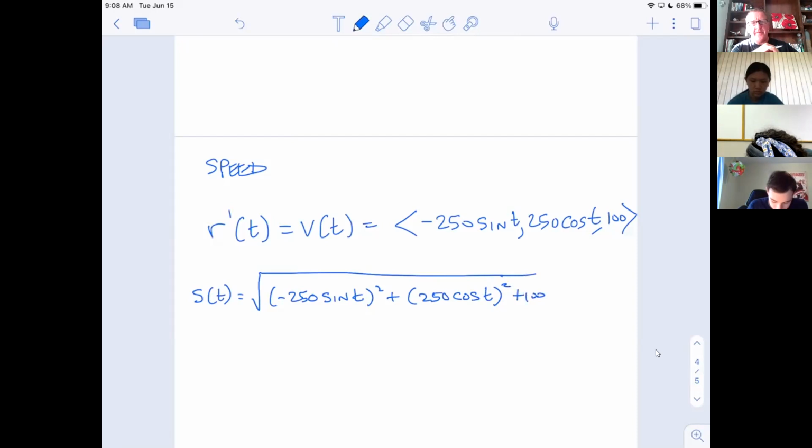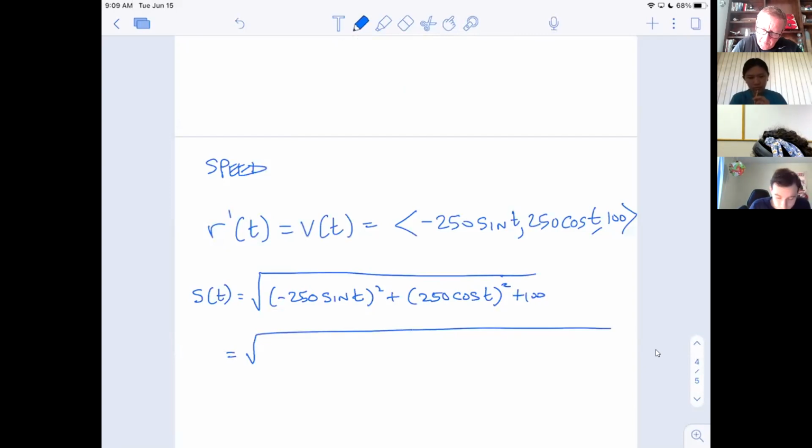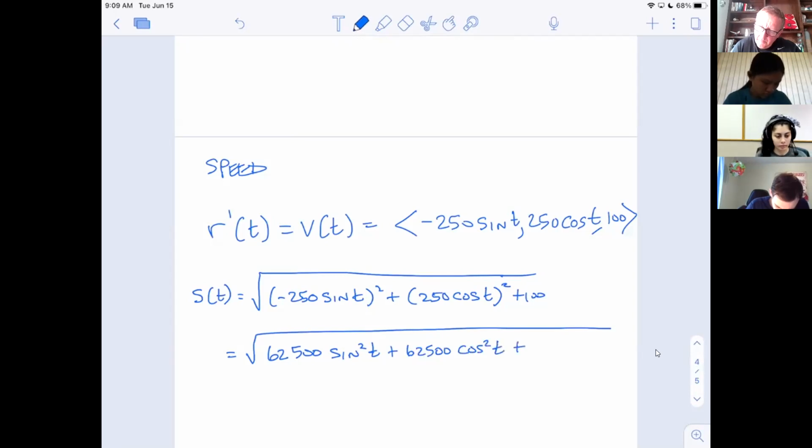Because you end up with 250 getting squared, which is of course a big number, 62,500. Notice the square takes away the negative sign. I never wrote the squared on 100, but I'm adding it now because I see that I forgot it.